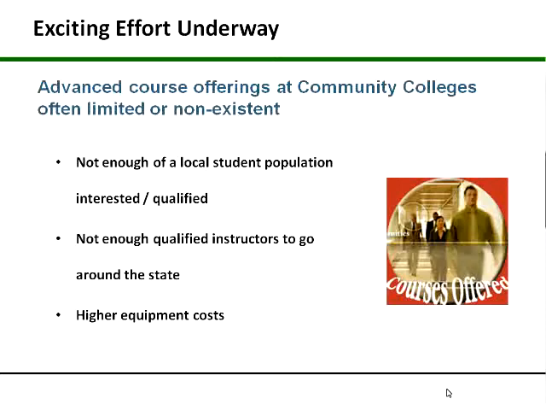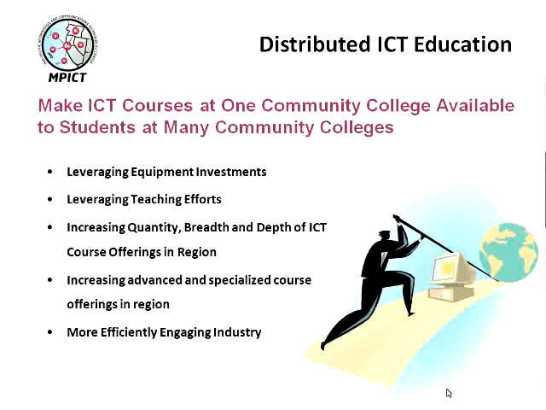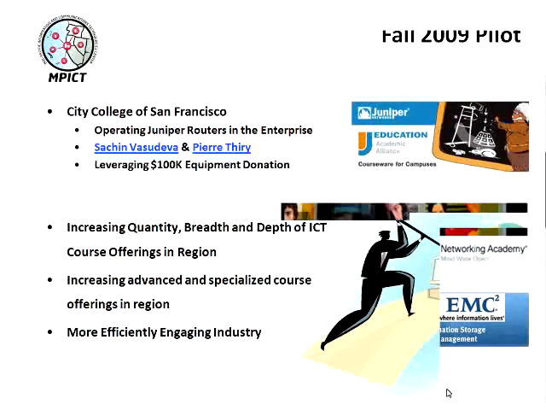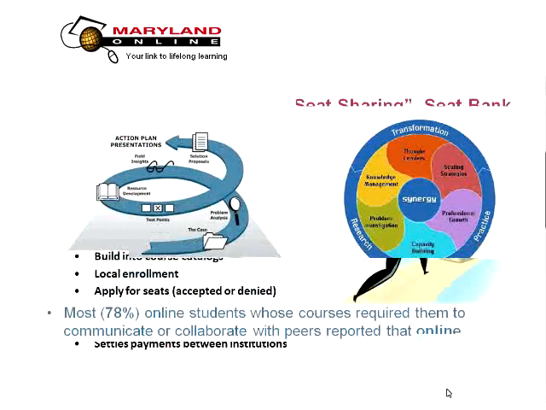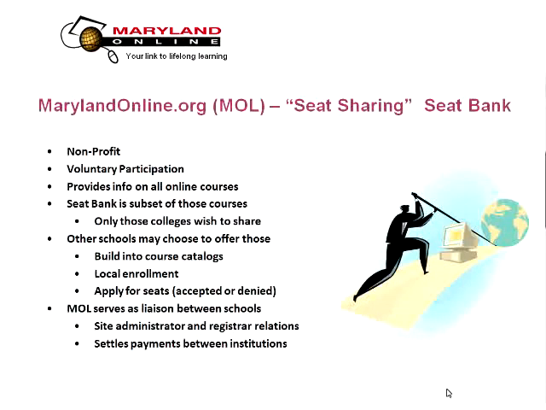And how do you collect the revenue for it? Well, that's an interesting question. Here's one model. MarylandOnline.org has what they call a seat sharing or seat bank model, where MarylandOnline.org serves as a clearinghouse. People offer up courses in this manner, and then they exchange money.